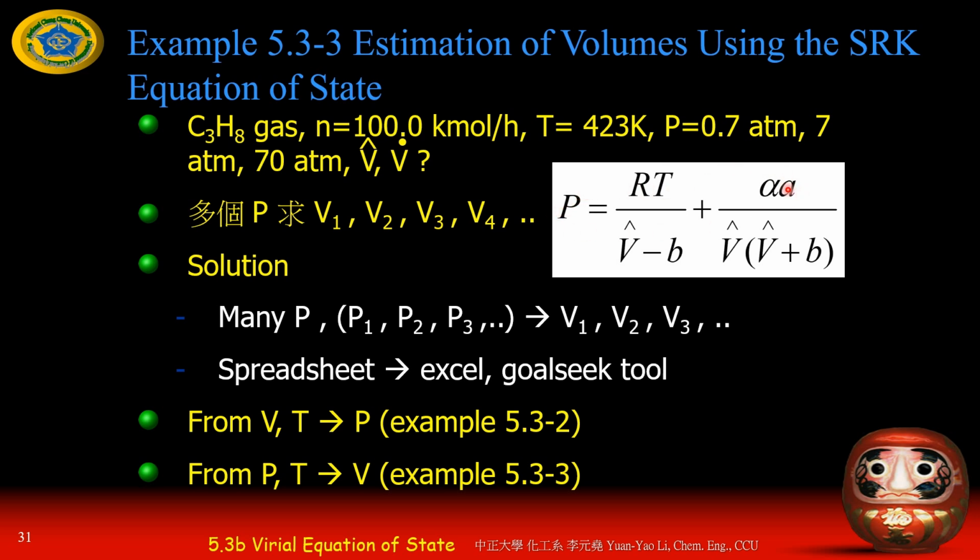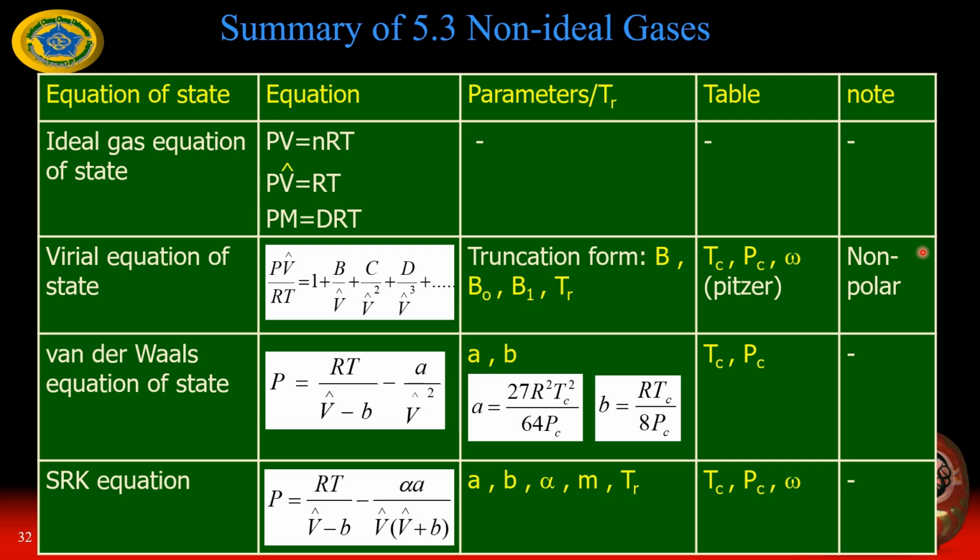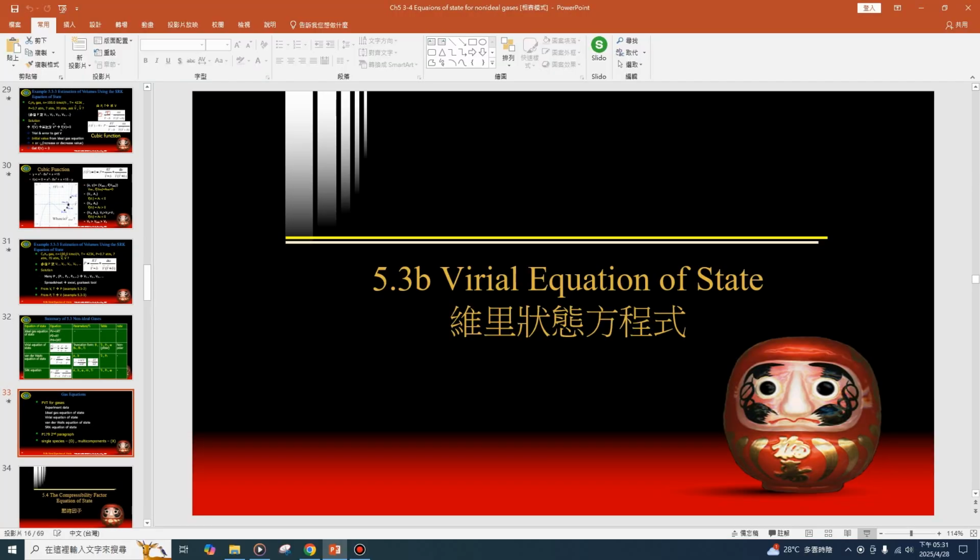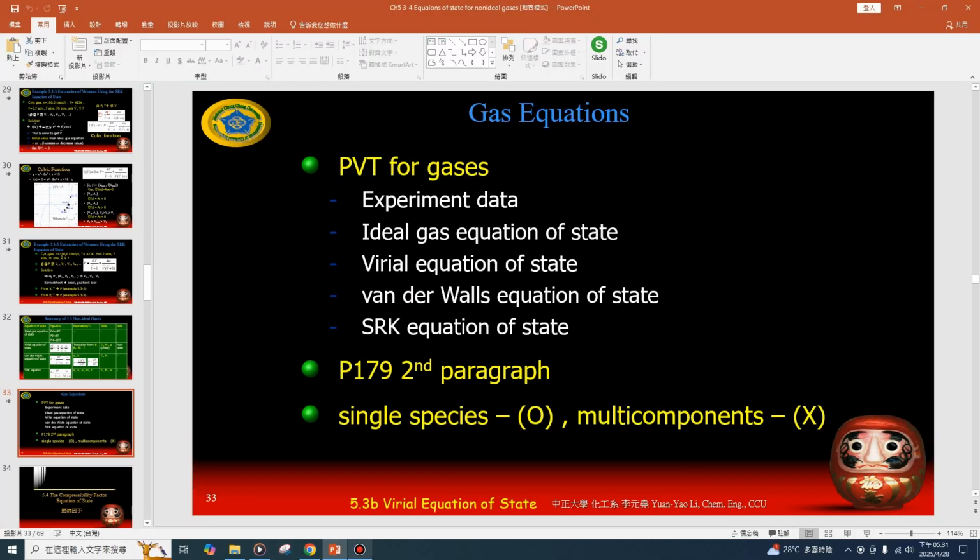So the example I want to show you is that according to this cubic function, the SRK equation of state, I give you pressure and temperature, you can get volume. I give you the temperature and volume, you can get pressure. So you are playing with these three factors: pressure, temperature, and volume. Right, so this is the summary. I think I better stop here.